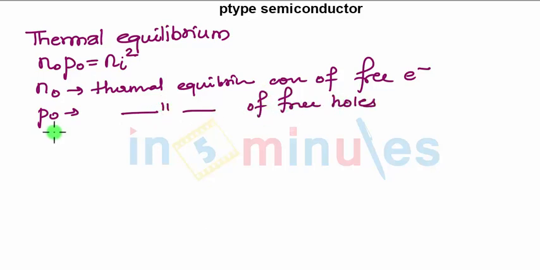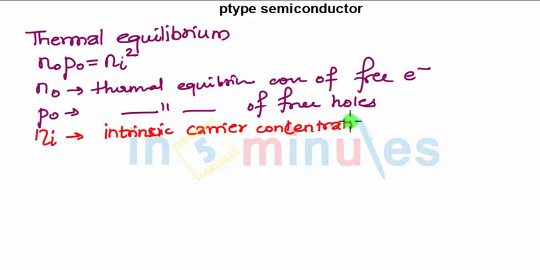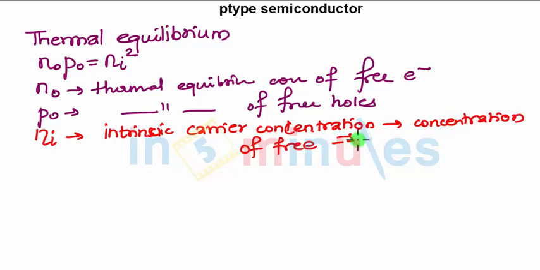And what does ni stand for? It is nothing but the intrinsic carrier concentration. What does it mean? Intrinsic carrier concentration is nothing but the concentration of free electrons and holes. Total concentration of free electrons and holes is nothing but ni, right?